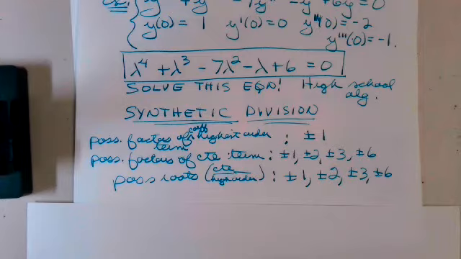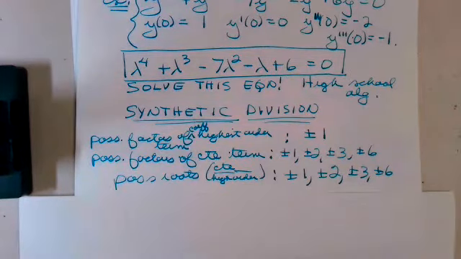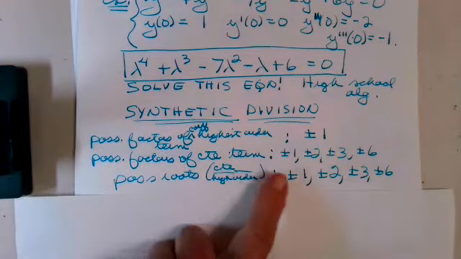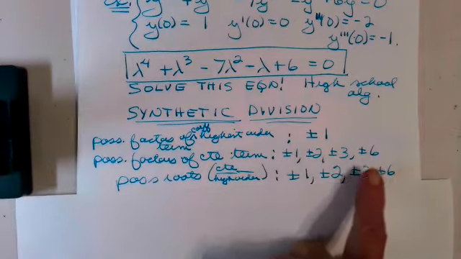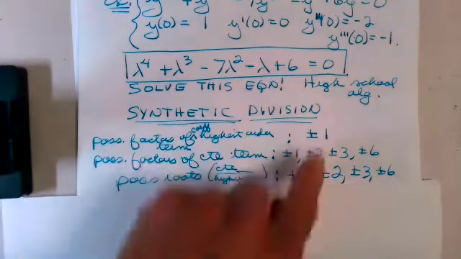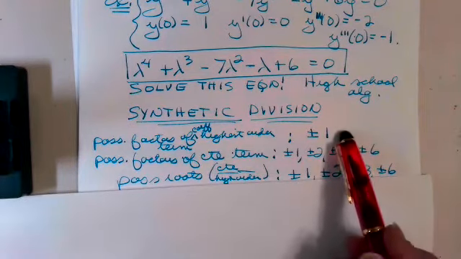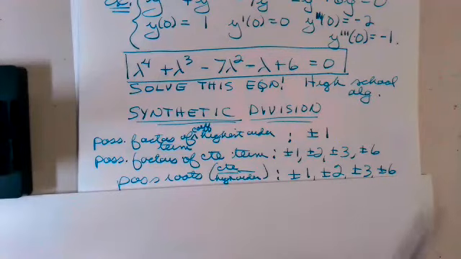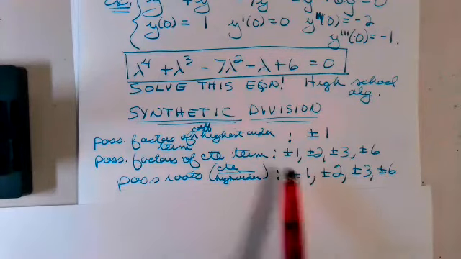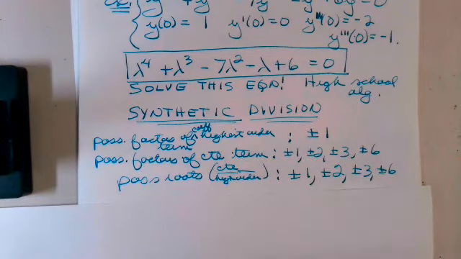It's always plus or minus in front of everything. And then you look at the possible factors of the constant term. So that's 6. What divides 6? 1, 2, 3, and 6. So the possible factors are plus or minus all of those. And now you get the possible roots of the equation by dividing all the possible factors of the constant by all the possible factors of the highest order term. Now, since this is 1, it's much easier. So you only get all the possible factors of the constant as your possible roots.